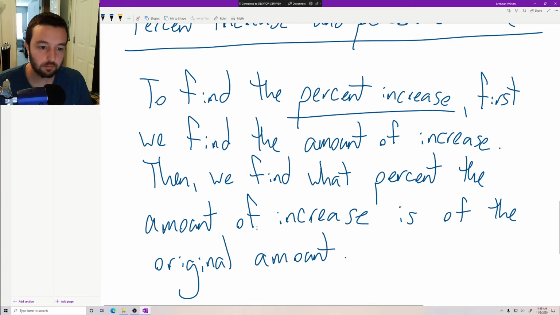Okay, so it's a little confusing, so let's break it down. First, we need to know how much did something increase. If it went from 100 to 150, it increased by 50. Then we find, what percent is that amount of increase of the original amount? So 100 to 150 increased by 50. We take that 50 and say how much of that is a percent of 100, which in that case would be 50%. Right.